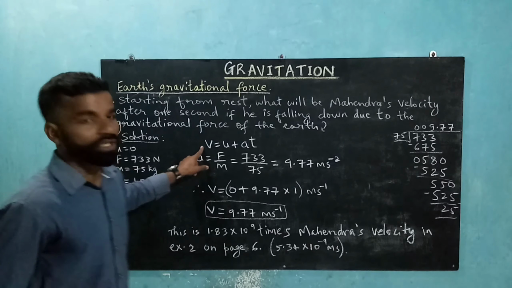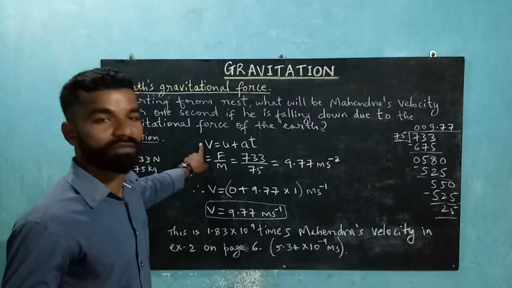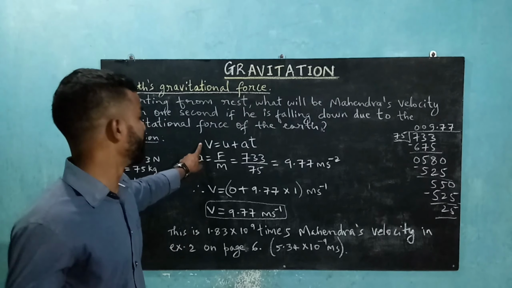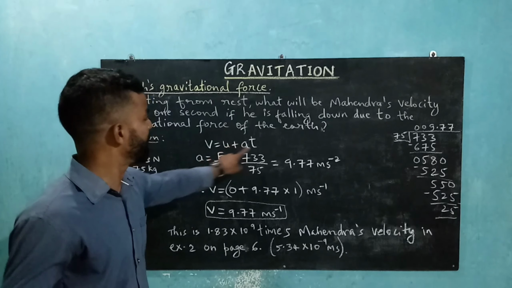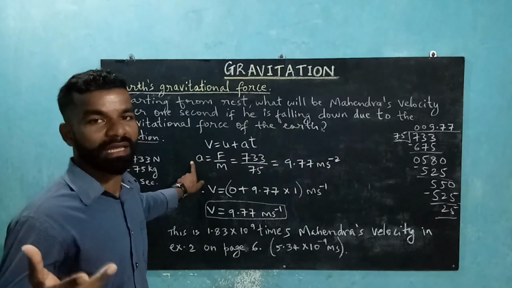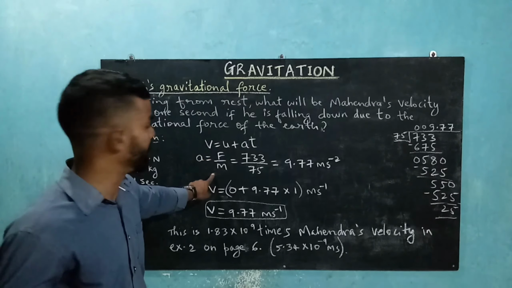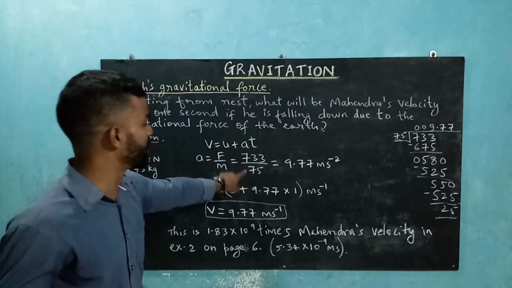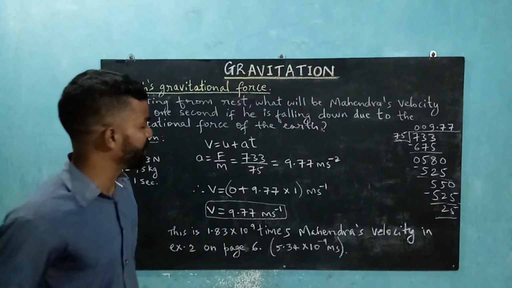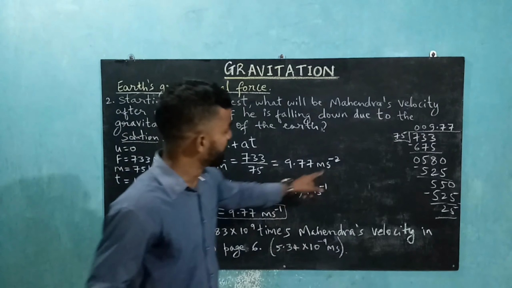In order to find velocity, we can use the first equation of motion, which is v equal to u plus at. We have u, we have t, but we do not have a. We can find a by using the formula F equal to mass into acceleration. So acceleration will be force divided by mass. Force is 733 newtons, mass of Mahindra is 75 kg, so the answer we are getting is 9.77 meter per second square.